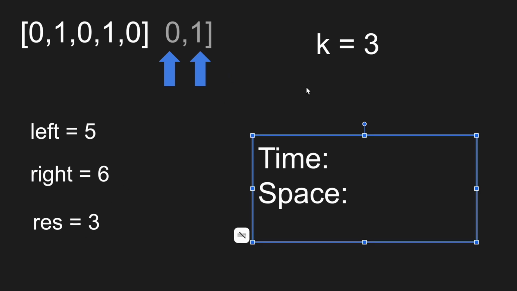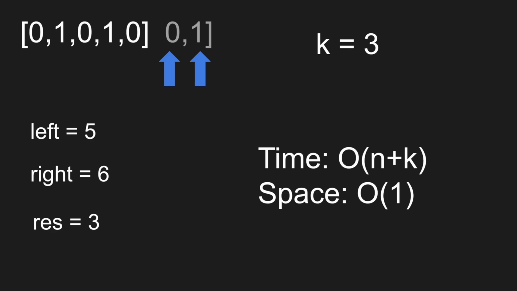So the time complexity would be O of n plus k, because we would need to iterate through this, and this would be length n, and this would be length k, so it would depend on k. And the space complexity would be O of 1, because we are not using any extra space. So now let's get to the coding part.